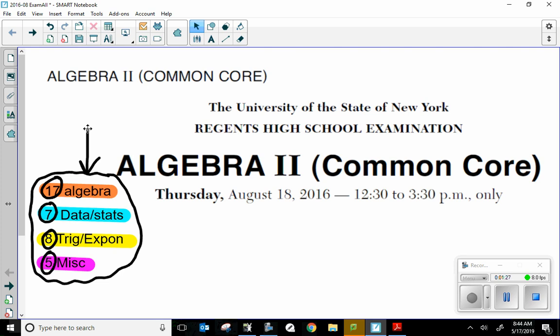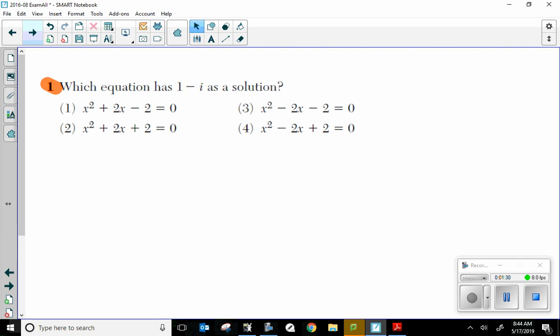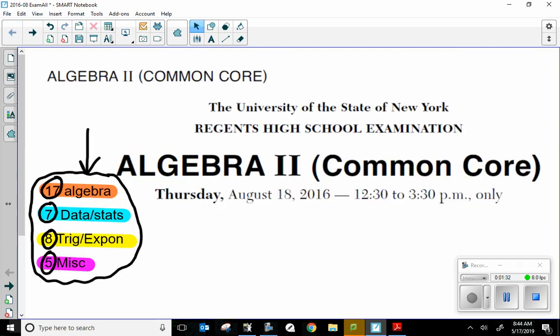So as we move forward, you'll see problem number 1 here. It's highlighted in orange. That tells me that I categorized it as one of the 17 algebra problems. That's all that means. That's what I do to my class.